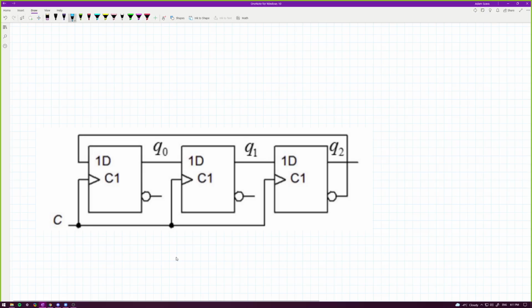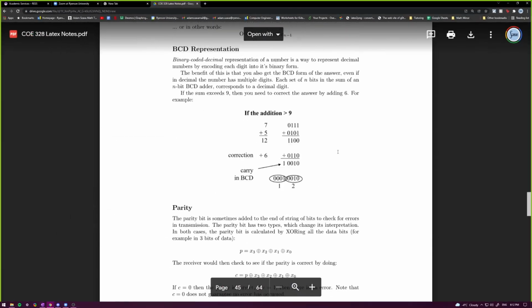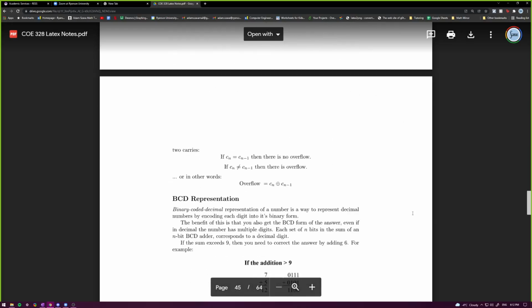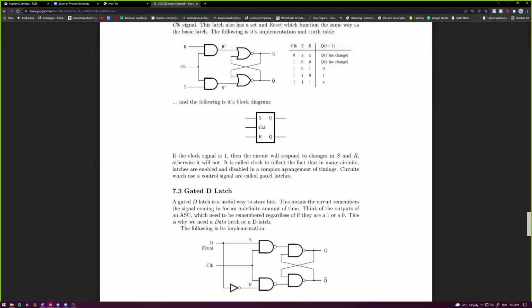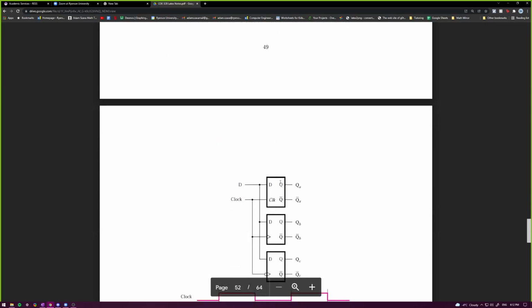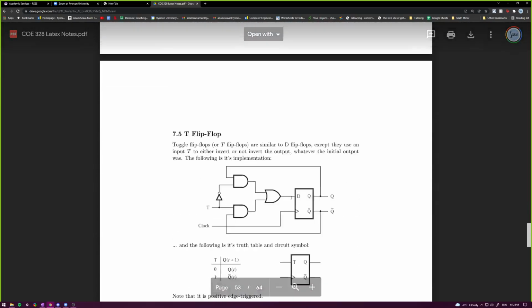First of all, we have to understand what's happening here. We have 3 D flip-flops. The D flip-flop takes in some data, that's why it's called a D flip-flop, and then it outputs that data on the clock. Here it would output the inverse of it, inverse Q. Let's take a look at my notes, it's good to have some paper that verifies what you're saying. There's a D latch, and the D flip-flop. There we go, and there's a truth table for the D flip-flop somewhere.